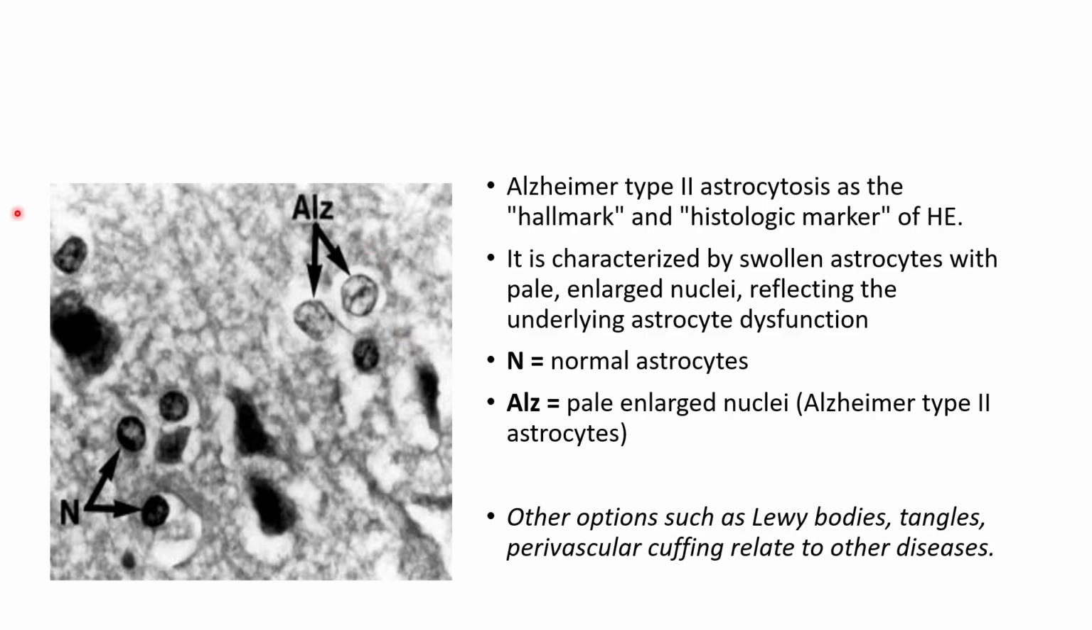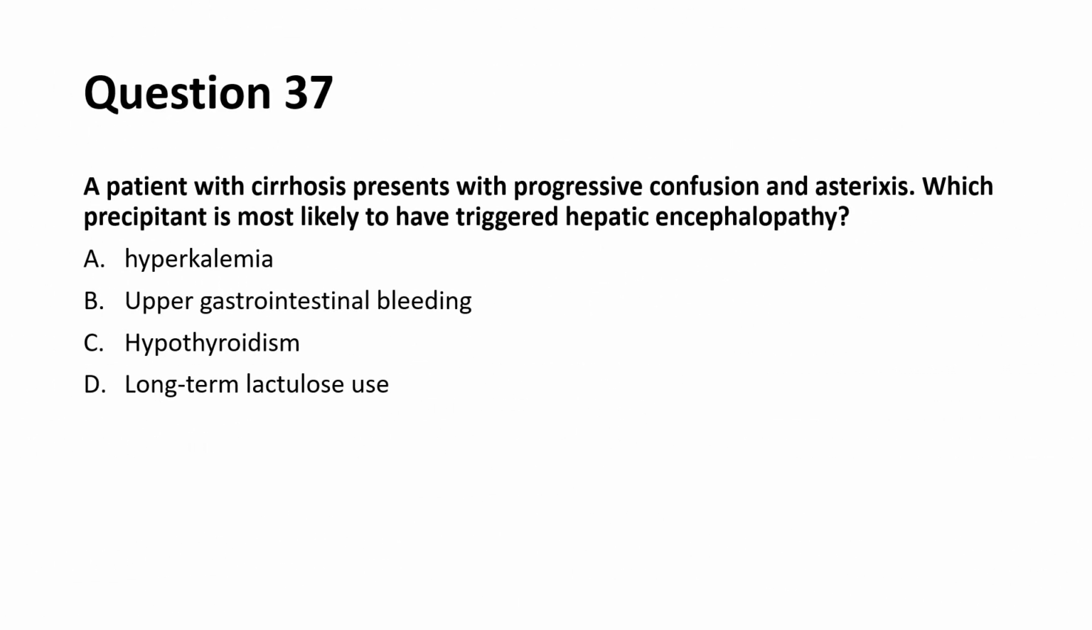Other options such as Lewy bodies, neurofibrillary tangles, and perivascular cuffing relate to other diseases. For example, Lewy bodies are associated with Parkinson's disease, neurofibrillary tangles with Alzheimer's dementia, perivascular cuffing with viral encephalitis. A patient with cirrhosis presents with progressive confusion and asterixis.